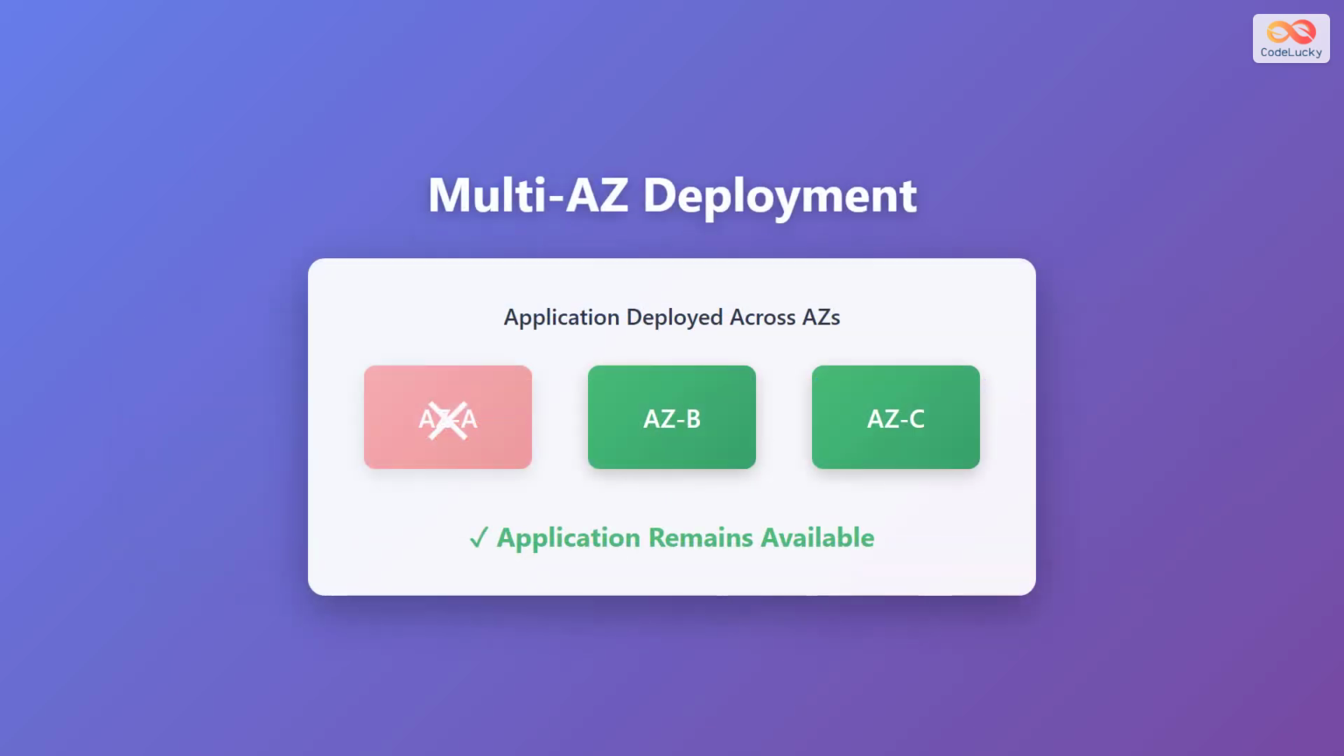Here's a practical example of multi-AZ deployment in action. Imagine you've deployed your application across three availability zones, AZ-A, AZ-B, and AZ-C. Now, suppose AZ-A experiences a complete failure, perhaps due to a data center issue. Because you designed your application to run across multiple zones, the application automatically continues serving users from AZ-B and AZ-C. Your users experience no downtime, and the application remains fully available. This is the power of multi-AZ architecture.